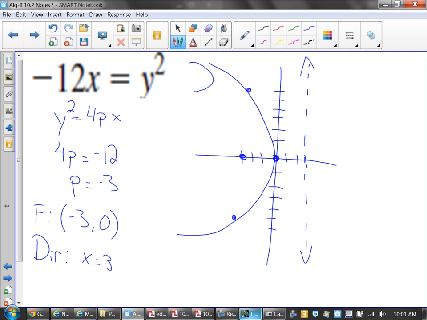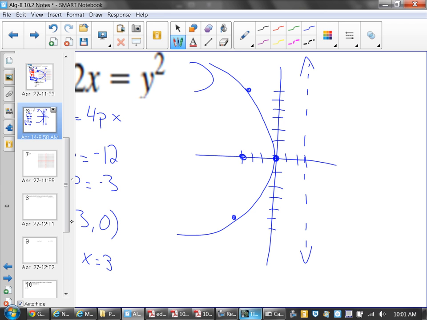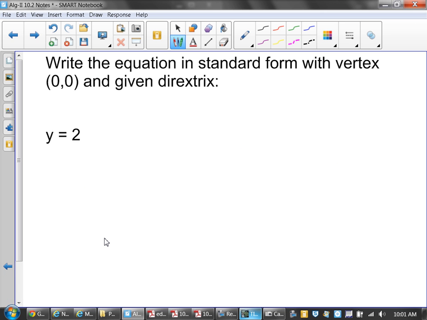Let me show you the weird one then. Let's write the equation in standard form with a vertex at 0, 0, and a given directrix. Y equals 2.